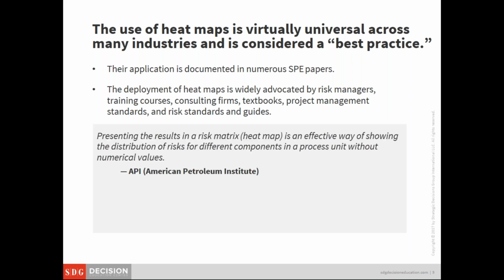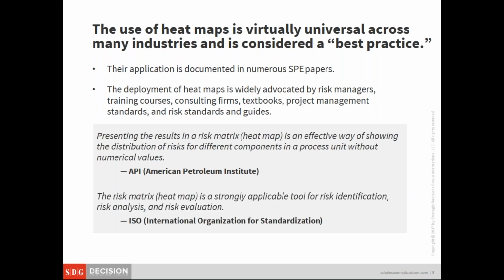They're also included in certain risk standards. The American Petroleum Institute says that presenting the results in a risk matrix or heat map is an effective way of showing the distribution of risks for different components in a process unit without numerical values. So it's kind of an operational risk assessment. ISO, the International Organization for Standardization, says that the risk map is a strongly applicable tool for risk identification, risk analysis, and risk evaluation.